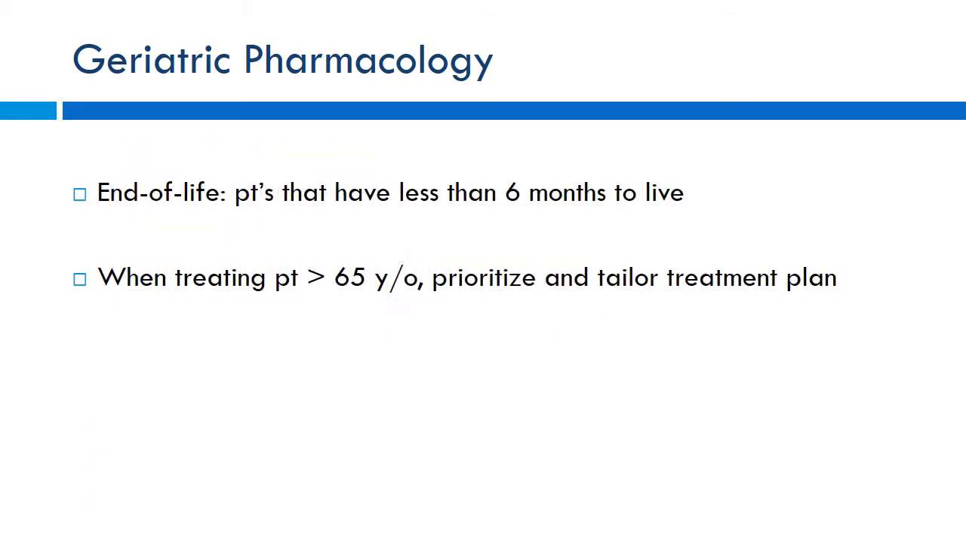So in regards to that, end of life, we consider that to be a patient that has less than 6 months to live. And again, you really need to prioritize and tailor their treatment plan to what's best for them. And usually this is going to be more of a focus on quality of life rather than quantity of life for these end-of-life patients.